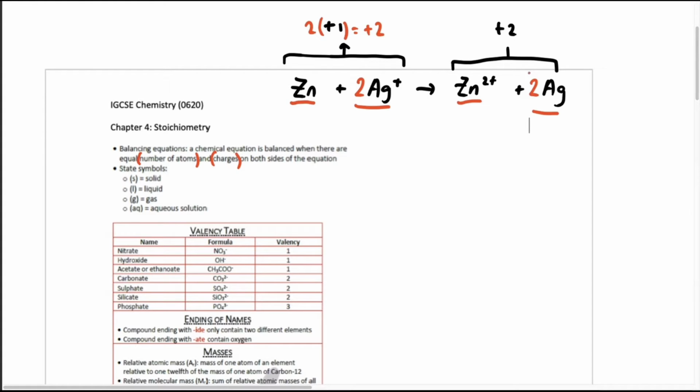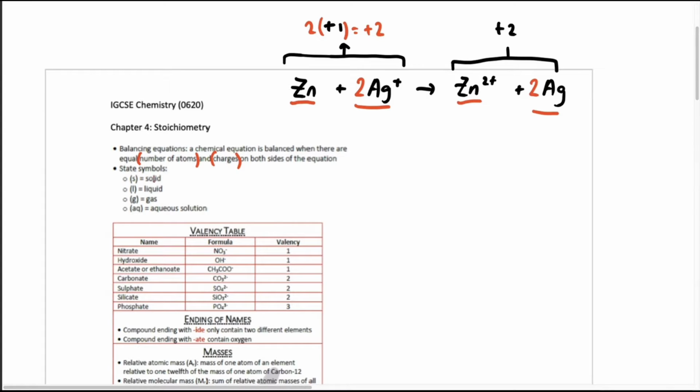Okay, so this is one example. Of course, you have more examples. Most students can easily balance the atoms, but they forget to balance the charge. So that is the problem. Okay, so now we look at the next point, state symbols.